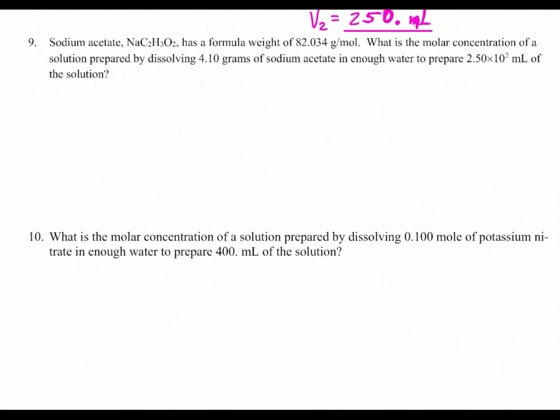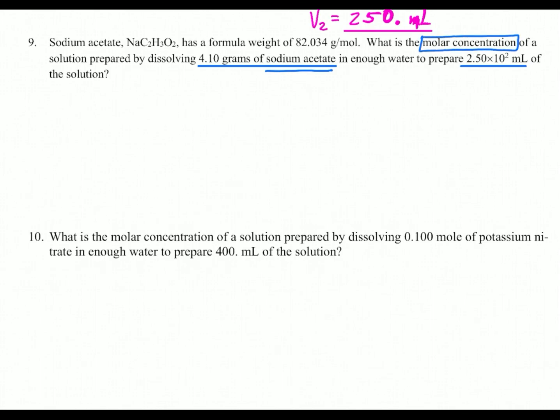Okay, number 9. Sodium acetate has a formula weight of 82.034 grams per mole. What is the molar concentration of a solution prepared by dissolving 4.10 grams of sodium acetate in enough water to prepare 2.50 times 10 to the second milliliters of the solution? So you know exactly how much of the stuff, what the stuff is, and you know that you're supposed to prepare this volume of solution, and it simply says what's the concentration going to be.